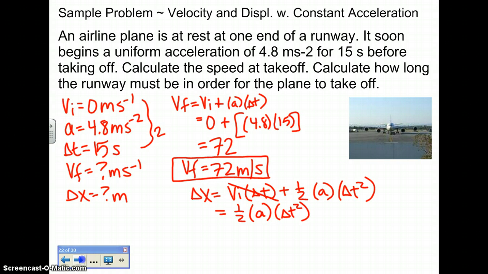And you can't just say, oh, I'll take half of 72 because it's T squared. So you need 15 squared times 4.8. Take half of that answer. So 1/2 times the quantity of 4.8 times 15 squared equals, okay, so 15 squared times 4.8 times 0.5, step by step. Your calculator answer should be 540. And you only want 2 sig figs, so your final answer is 540 meters.